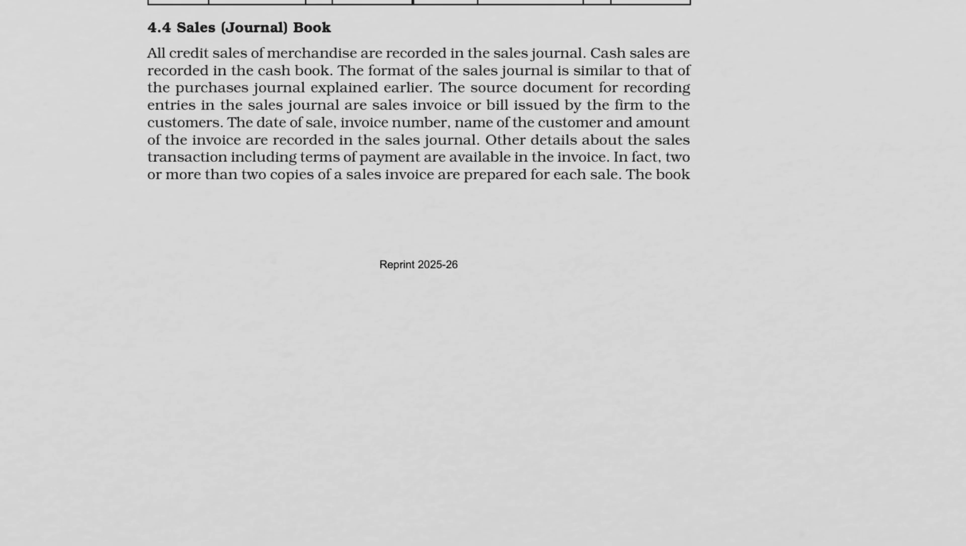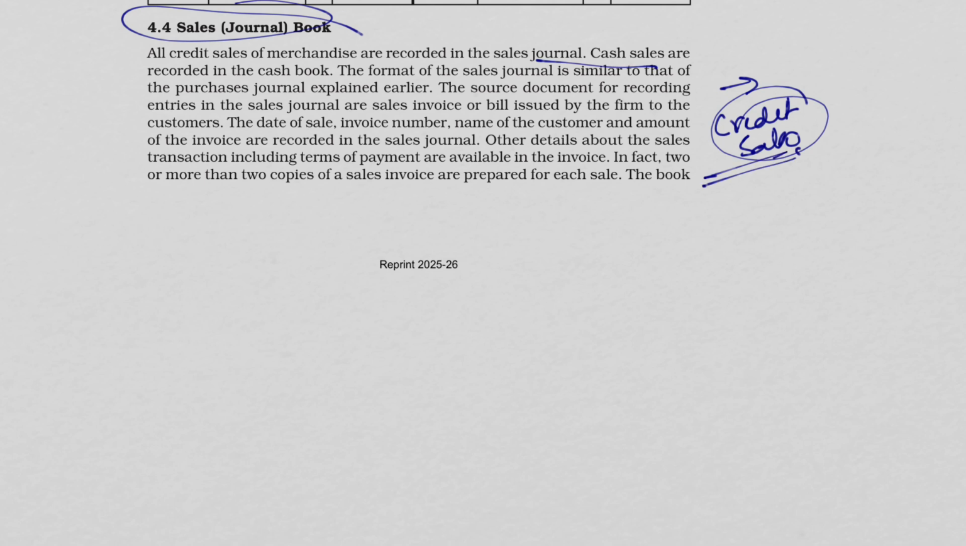Okay, so now we'll begin with the topic sales book, which is one of the most important subsidiary books in accounting. Until now, we have studied purchase book and purchase return book. Now, logically, the next step is to understand sales book. So, let us understand what sales book is. Sales book is basically a special purpose book which is used to record only the credit sales of goods.